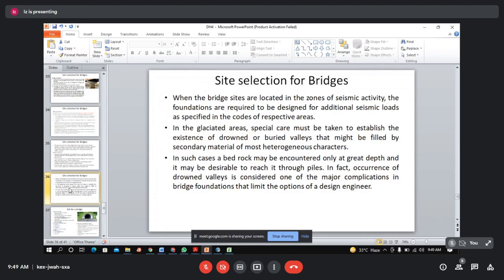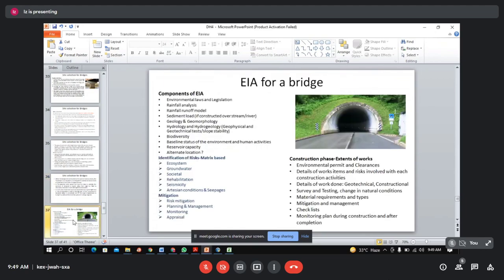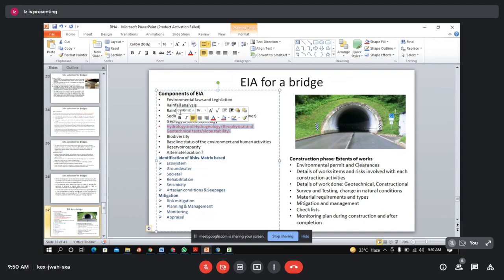Okay, so now that was site selection, and we are moving now to EIA, Environmental Impact Assessment for a bridge. The components of EIA will be the same, with the addition that you have more and more of the hydrology and hydrogeology, geophysical and geotechnical tests and slope stability tests. These things will be the key inclusion in comparison to other projects, right? Rest of the things will remain the same.